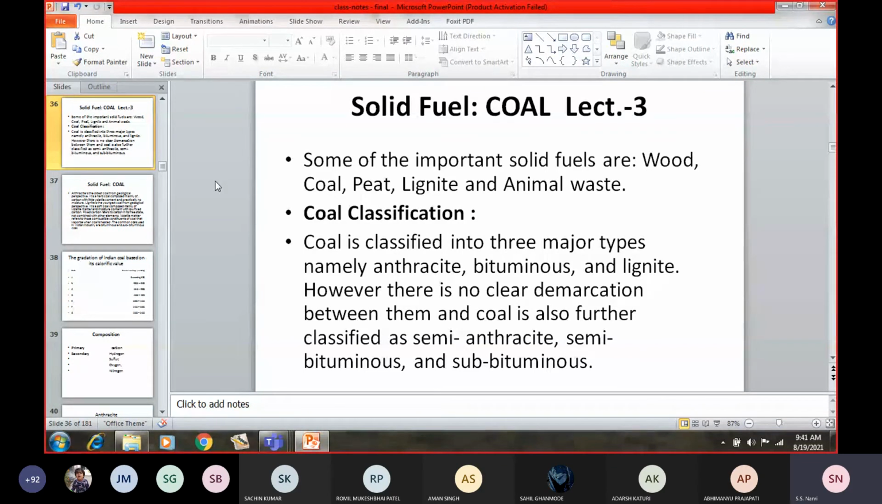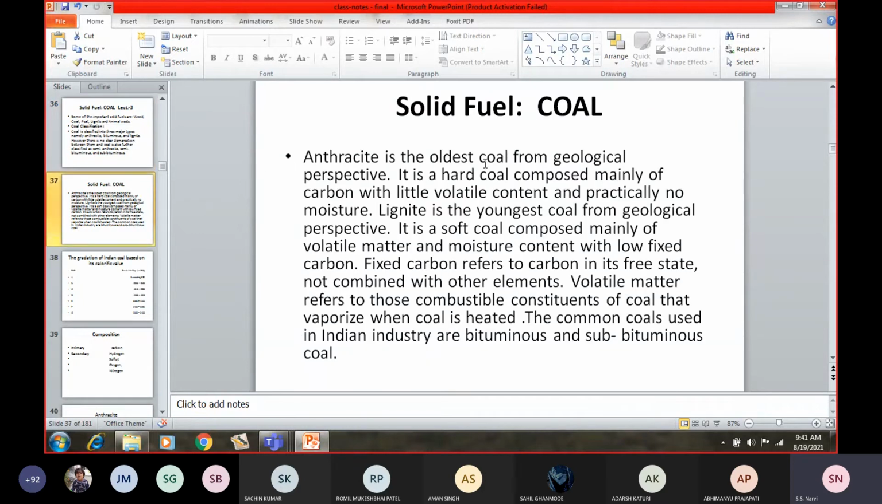In most of our mines, and the mines the world over, we are getting the bituminous type of coal. So every bituminous mine has three types of coal: the subbituminous, semi-bituminous, and bituminous. So largely we are getting bituminous type of coal. I will upload all these slides so you can read this, and I will also upload the complete notes.